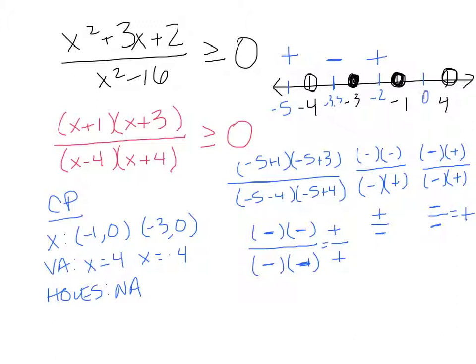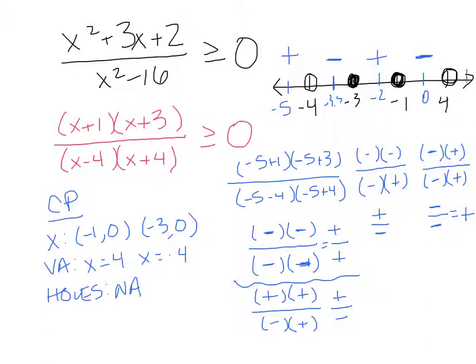0. I'm going to do my 0 work down here. So, 0 plus 1, positive. 0 plus 3, positive. 0 minus 4, negative. 0 plus 4, positive. So we end up with a positive over a negative, which is a negative. So we know that interval is negative.